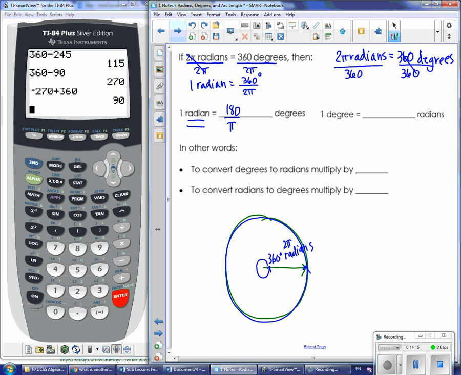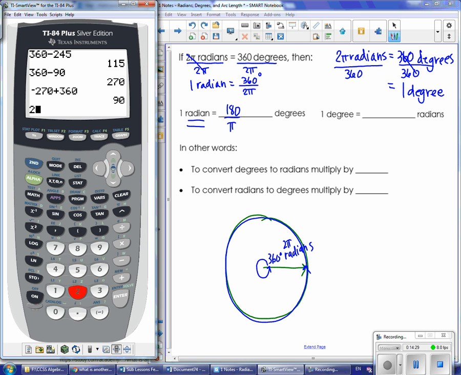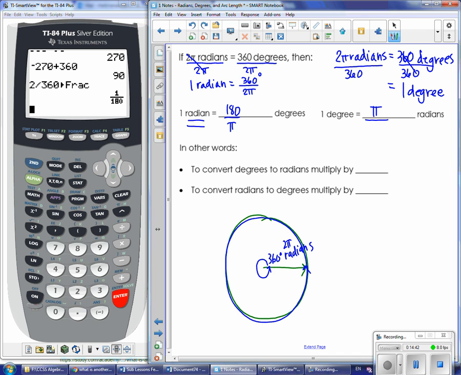My 360s are going to cancel, so I'm going to have 1 degree over here. And then if I think 2 pi divided by 360, one of the things you are going to be getting in the habit of doing is simplifying fractions. The pi is going to stay in my answer. So if I just think of 2 divided by 360, and then I go to math, and then I choose my fraction option, it'll reduce my fraction into lowest terms. So that's just going to be 1 over 180. So 1 degree is equivalent to pi over 180.